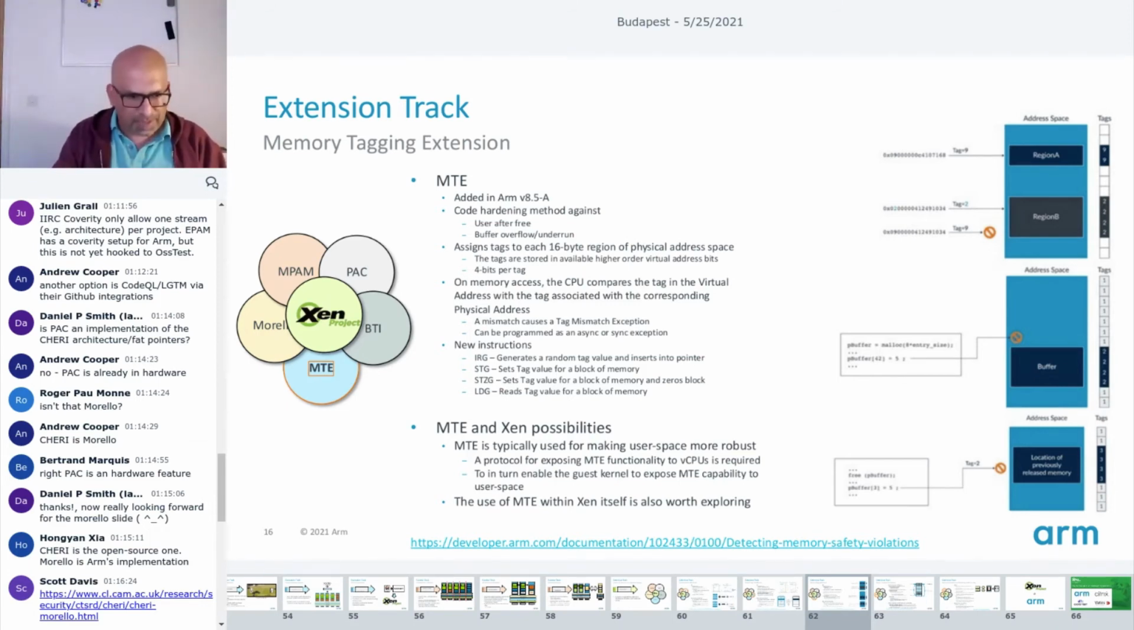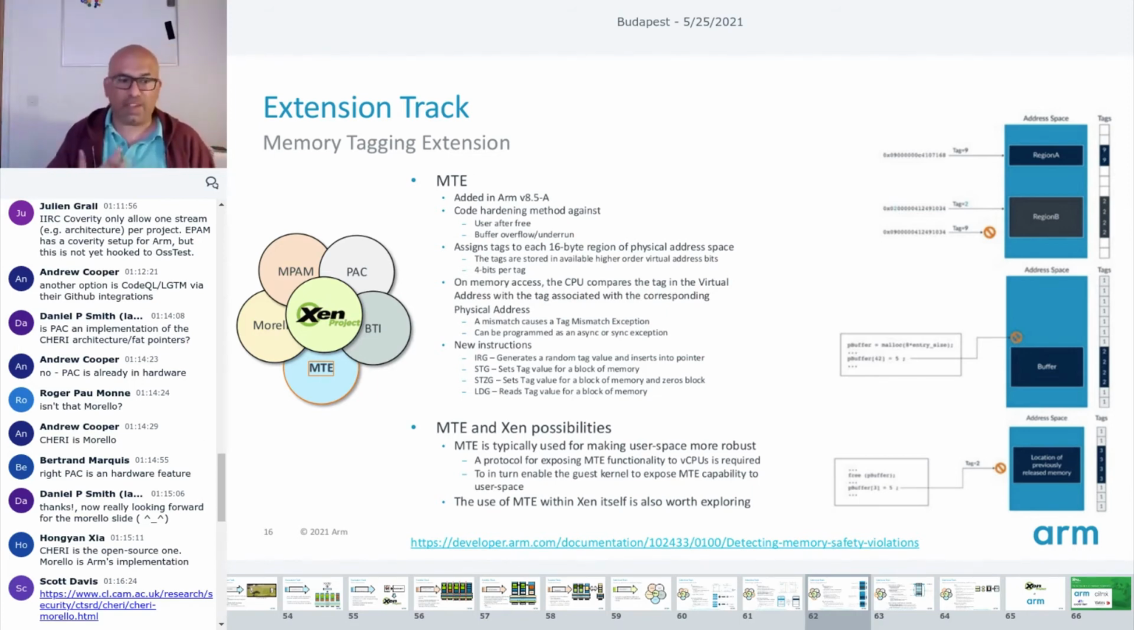Every time a reference is made using that virtual address, that tag, which is embedded in the higher order bits, is compared with the tag of the physical address that that virtual address decomposes to after translation, right? If there's a mismatch, that's a fault. So there are instructions that allow you to generate these tag values, set them for a block of memory, zero the memory while setting the tag, etc. So again, it's for user space, and again, the minimum functionality will be just exposure to the guest.